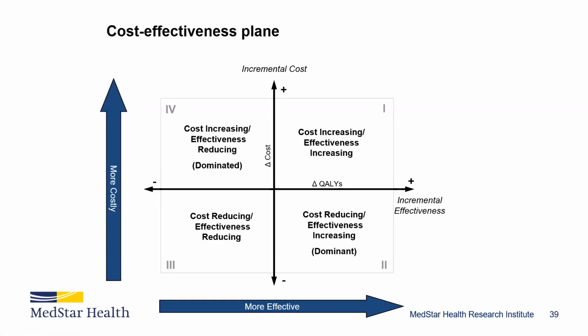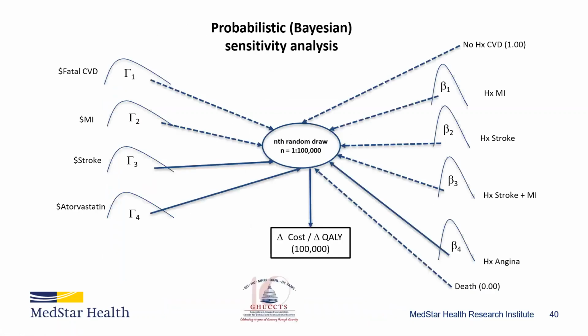So what we're going to do is our probabilistic sensitivity analysis, and we're going to plot our results in this cost effectiveness plane. This is a schematic of what we do, at a real conceptual level. It's not actually how it's done. I should say it is how it's done, it's just that the computations are fairly complicated.